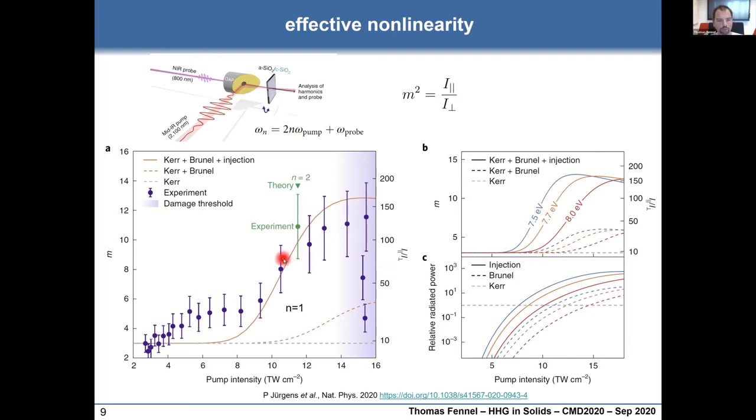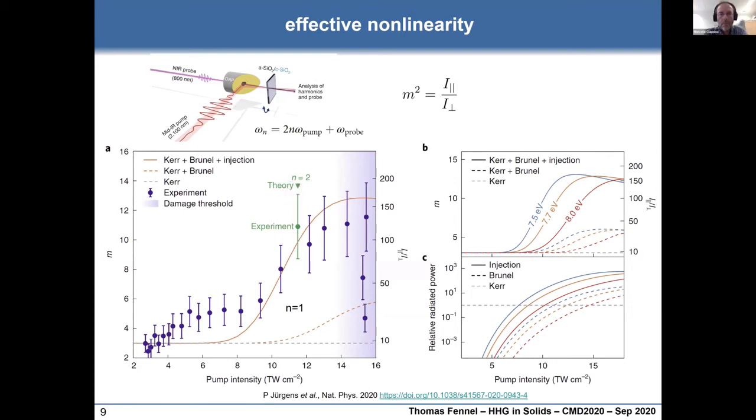And the important point is now that this effective nonlinearity can, of course, by no means be explained by the Kerr contribution, which just leads to an m of 3, and it also cannot be explained by the Brunel term. Only if we include the injection term, we get a very nice agreement with the experimental observation, and this also holds for the higher order n equal 2.